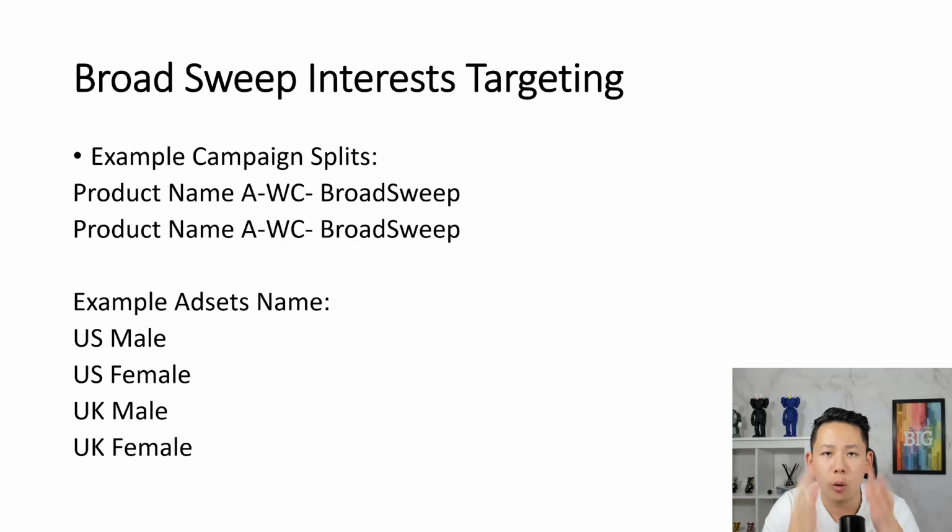Let's say you have a product A that you want to test using this broad sweep interest targeting. In the campaign name, you name it, let's say baby product, dash WC, dash broad sweep. Nothing too complicated here. However, because you're split testing the male and the female and the location inside, one ad set will be US male and the next will be US female, and then UK male and UK female, and so forth. This is a very quick way of testing really worldwide, all the top tier countries, really quickly and efficiently.